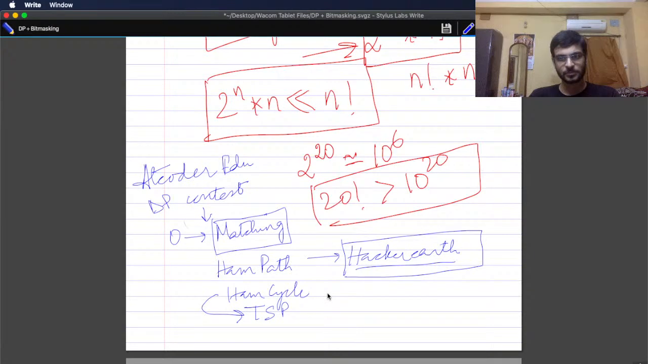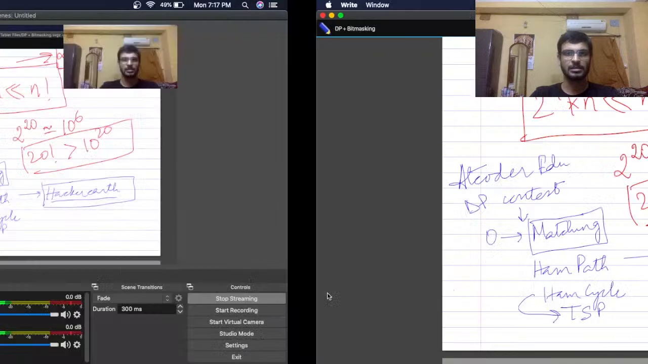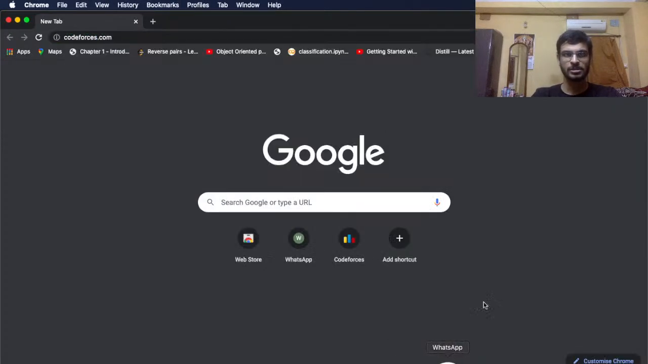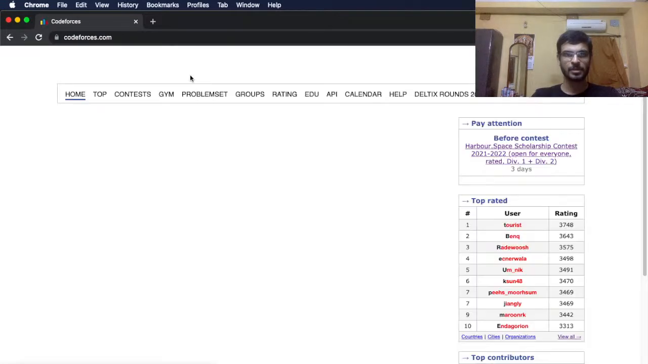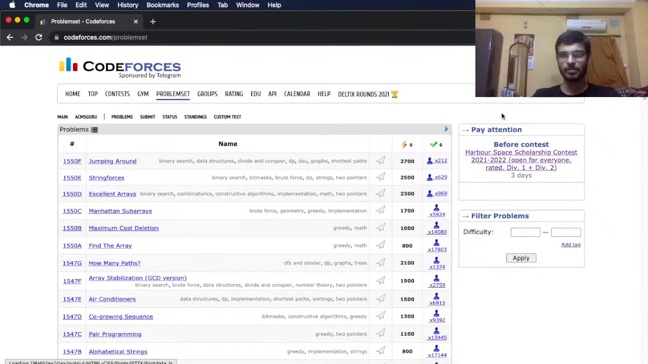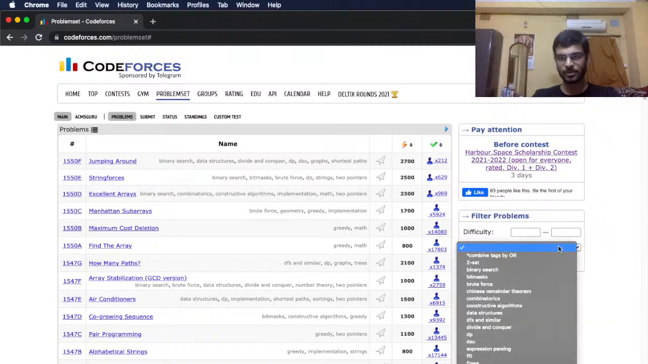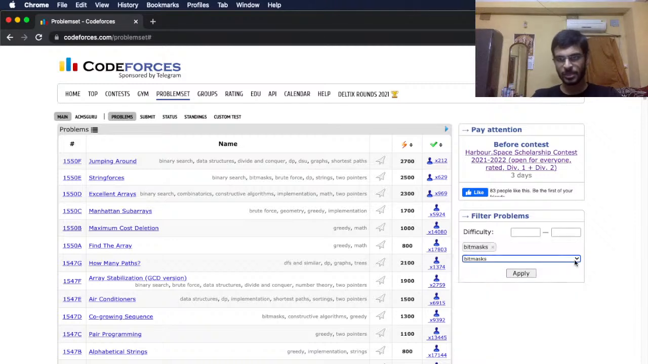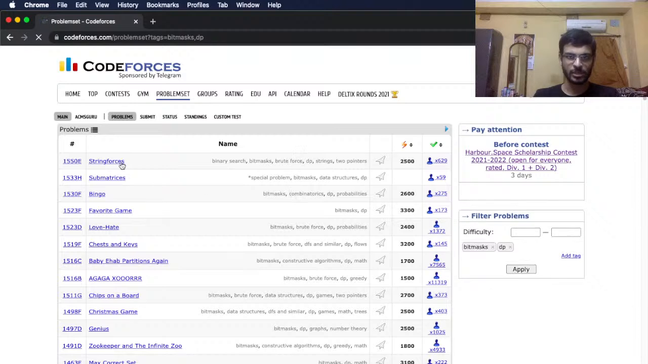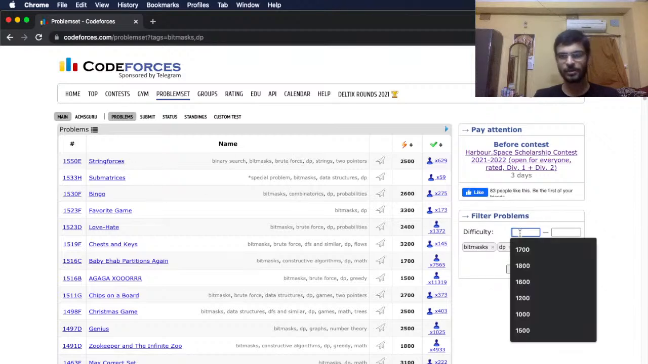You can go to CodeChef and CodeForces and just search, nothing so complex. You just have to go to CodeForces, wherever your problem set is. Okay, I've been logged out. Add tag, so you have bitmasks and you will have DP. When you search them both, you are going to get the problems where you have both of them. You can now solve these according to your own difficulty levels.